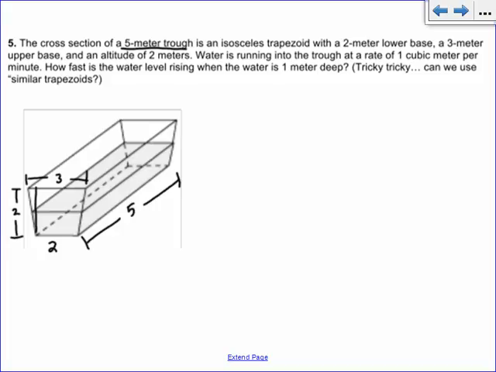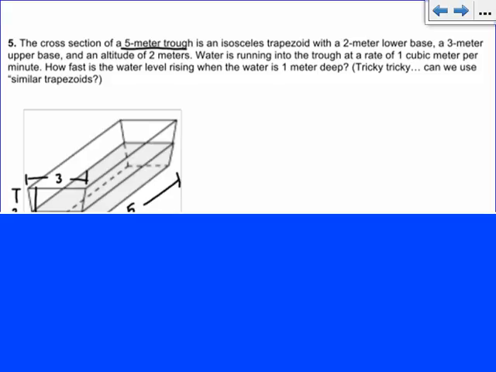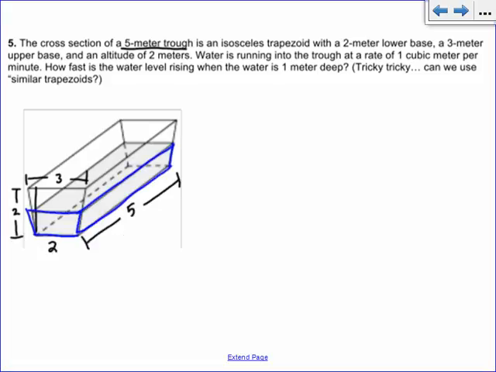We want to decide which one is constant. When I'm talking about constant, I'm saying when it's totally full with water, the height of the water is 2, the upper base is 3, the lower base is 2, the length of the trough is 5. But now as the water starts to drain out, which of those numbers is the same? The 5 is the same, that's a constant. And the lower base, that's a constant. But the other 2 and the 3 are not constant, because as the water is dripping down, it's getting smaller.